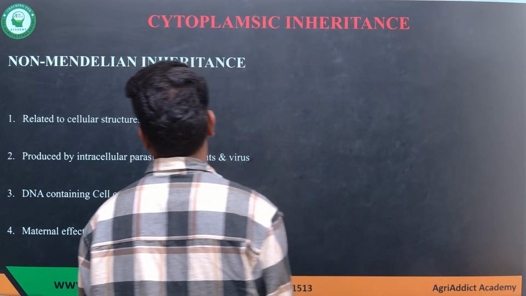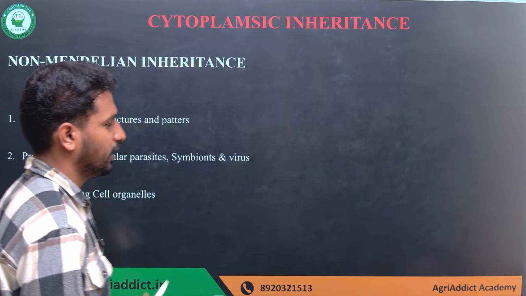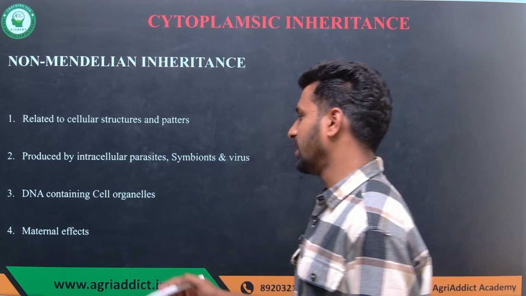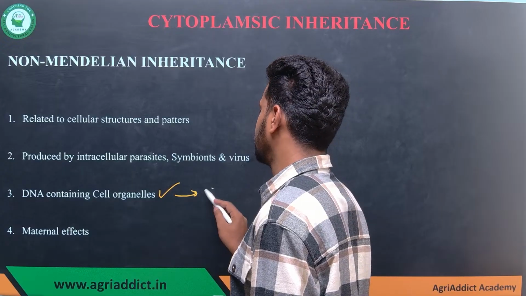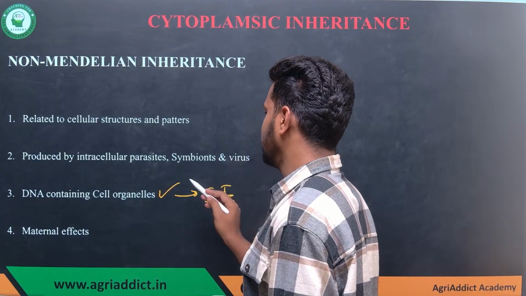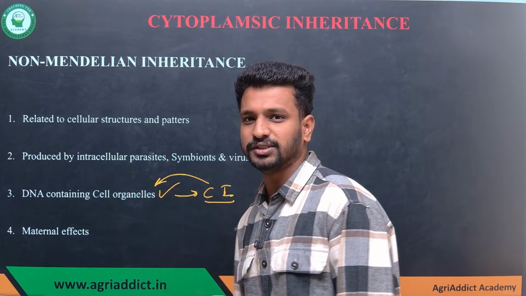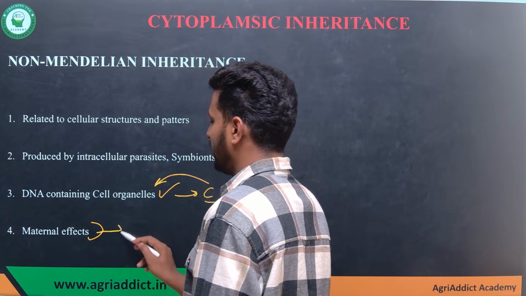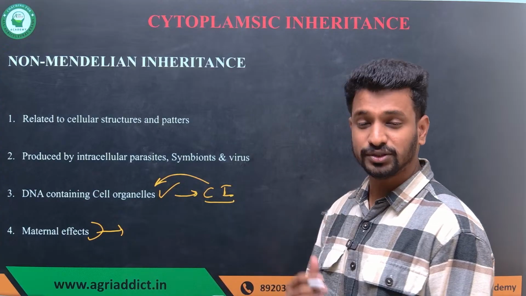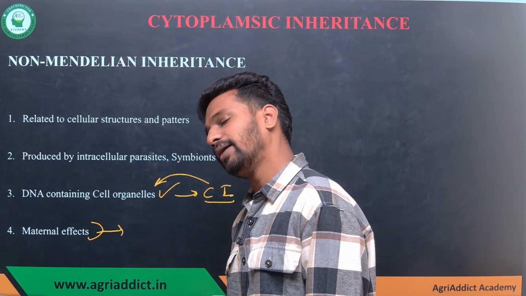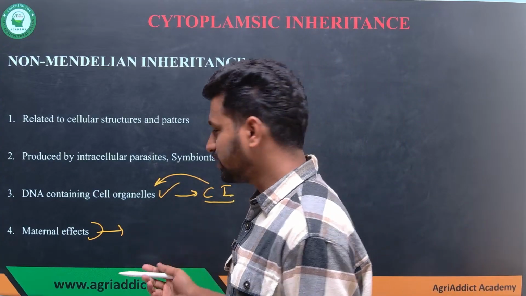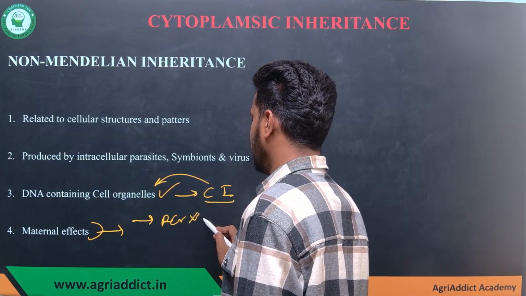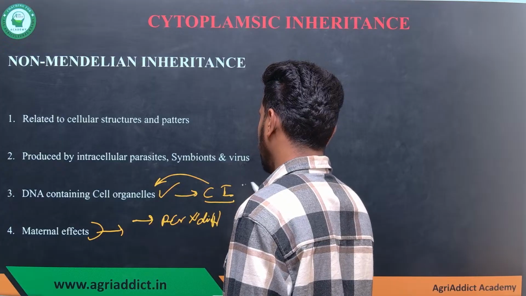Okay. Now, let's talk about non-Mendelian inheritance. In the non-Mendelian inheritance, I told you about one clear-cut class, the third one, which is cytoplasmic inheritance, where it is governed by the DNA present in the CP and the mitochondria. Okay, the last one is called maternal effect. This is also not showing the Mendelian inheritance pattern, but it is showing the non-Mendelian inheritance. How? Even in this, the reciprocal crosses are different.